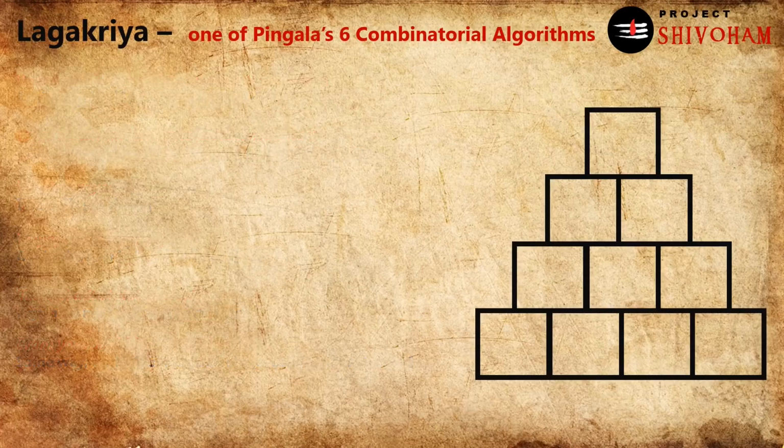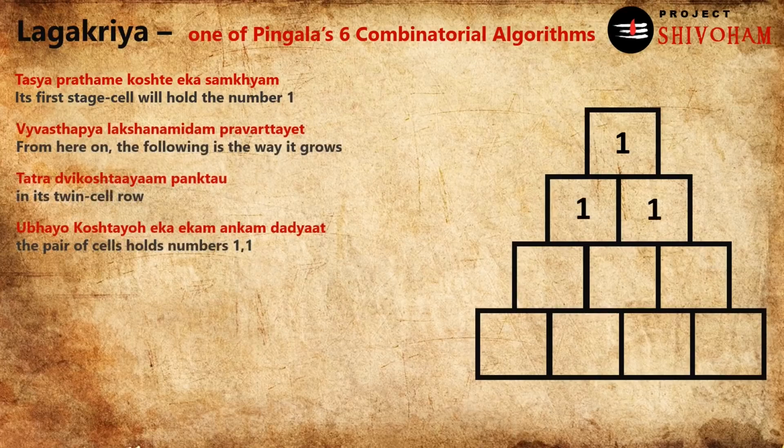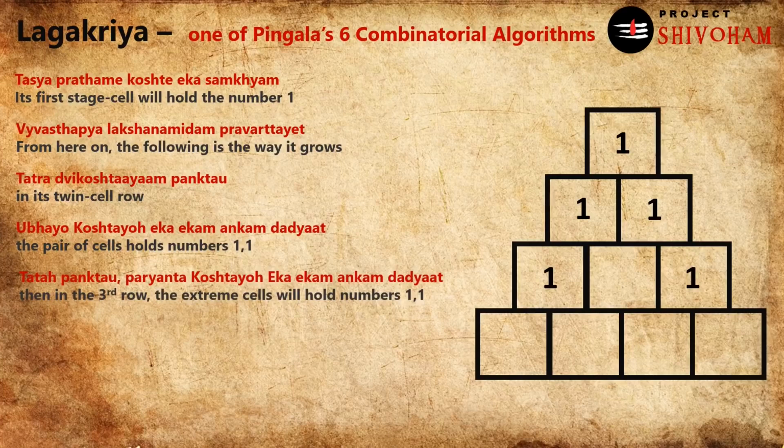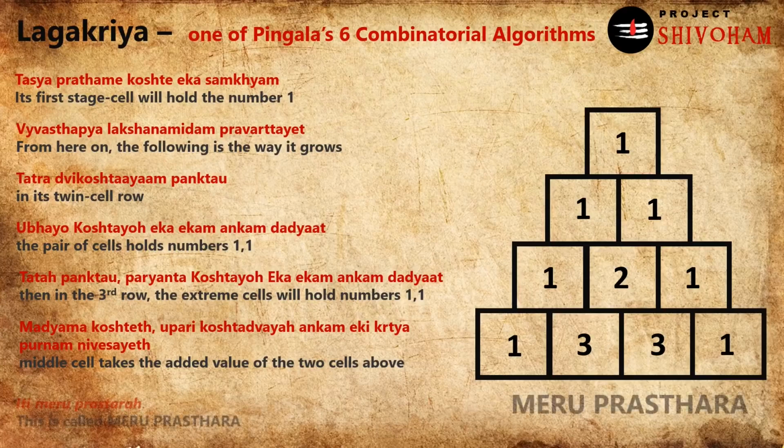In the topmost square write 1, and then in the next level write 1 and 1 again, and in the third level write 1 in the extreme boxes and leave the middle one empty, and the middle one should be a sum of the above two. So here 1 plus 1 is 2. Same way for the third level, write 1 in the extremes and add the number above into the boxes, like 1 plus 2 is 3, 2 plus 1 is 3. This arrangement of numbers is called as Meru Prasthara.